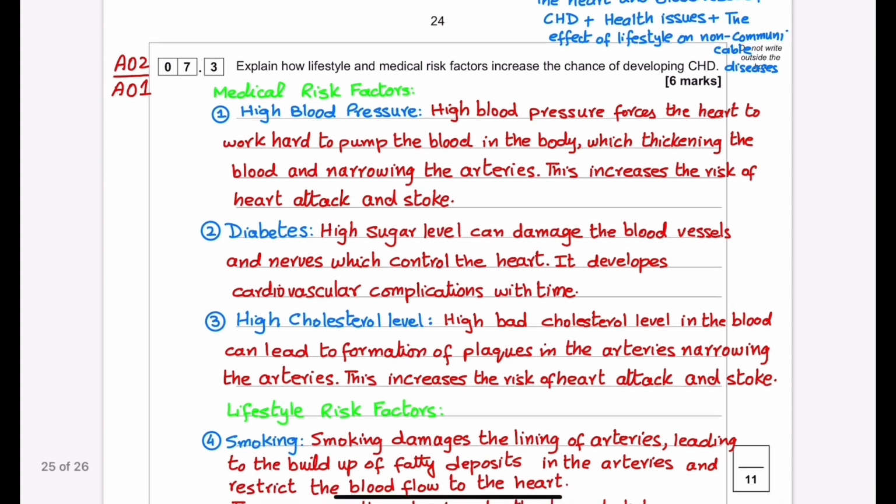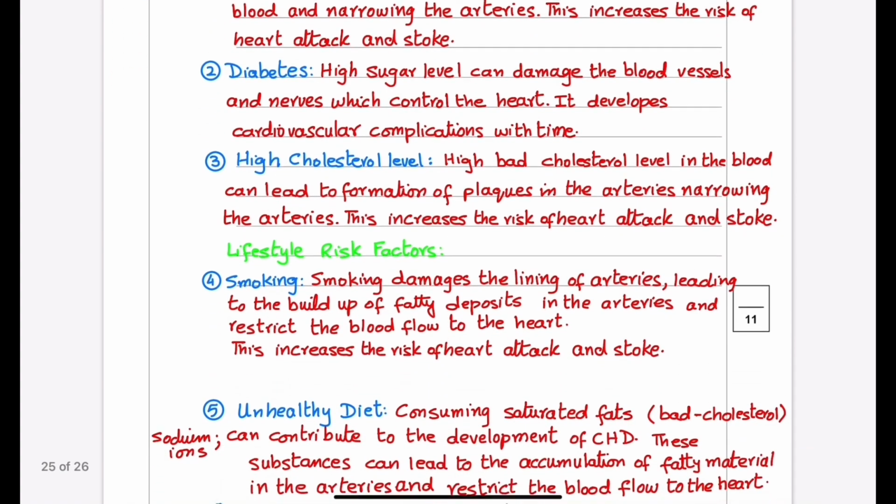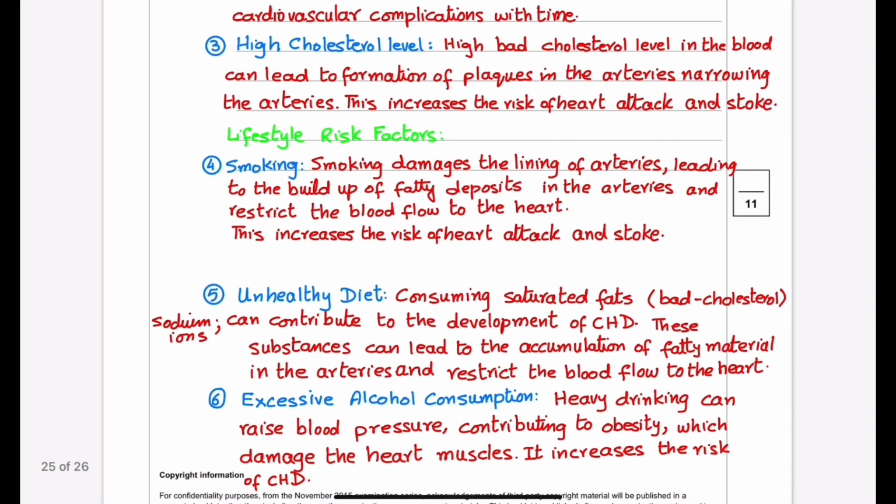Now we are going to discuss the lifestyle risk factors. Number one is smoking. Smoking damages the lining of the arteries, leading to a build up of fatty deposits in the arteries and restricting the blood flow to the heart. This increases the risk of heart attack and stroke.